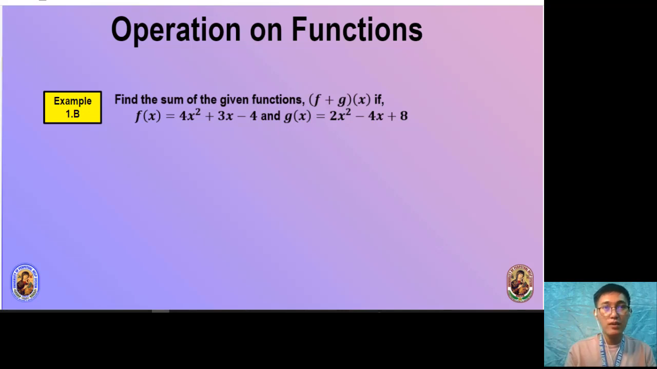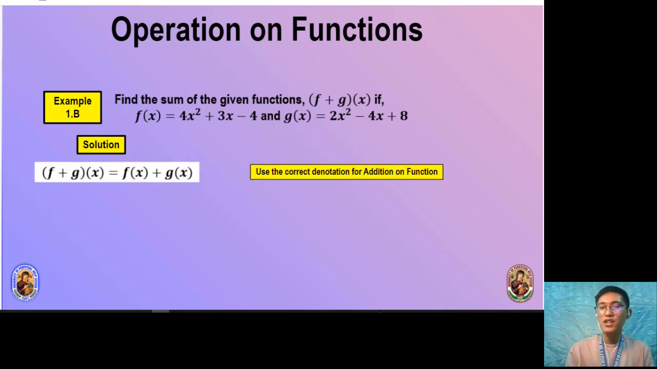So the previous example is 1.a. This now is 1.b. Find the sum of the given functions f plus g of x if f of x equals 4x squared plus 3x minus 4 and g of x equals 2x squared minus 4x plus 8. First step, use the notation formula for addition of functions.